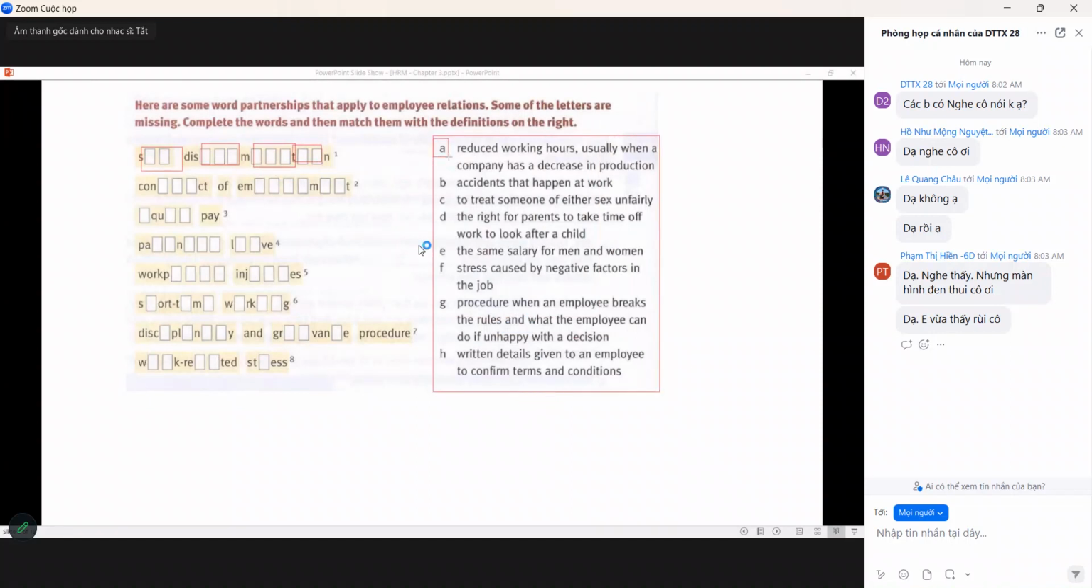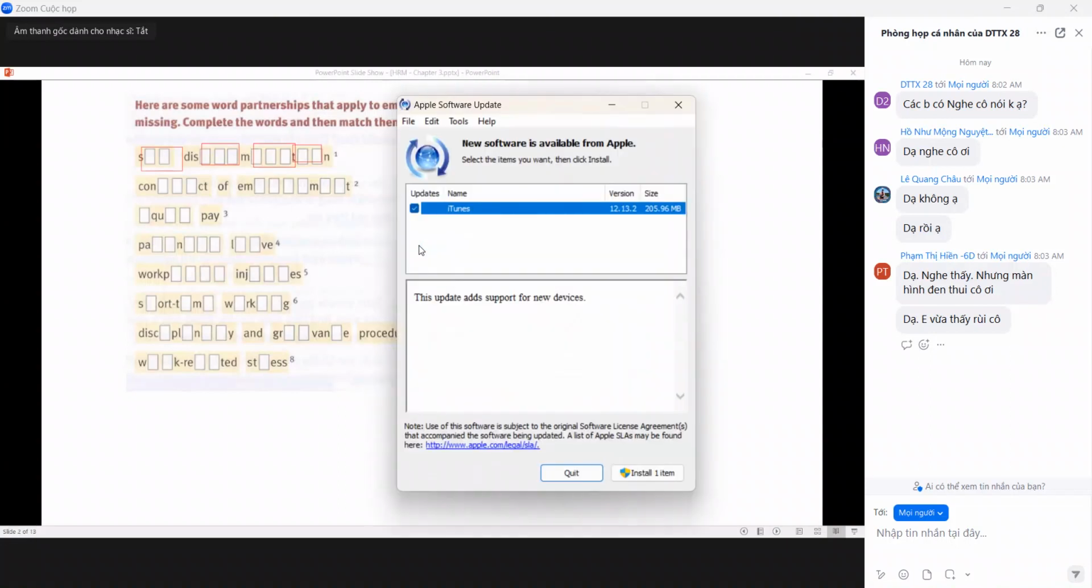A. Reduced working hours, usually when the company has a decrease in production. Reduced working hours, that means you work fewer hours than normal, remember. B. Accidents that happen at work. While working, maybe you have accidents or maybe incidents. So that's why we have that kind of phrase.